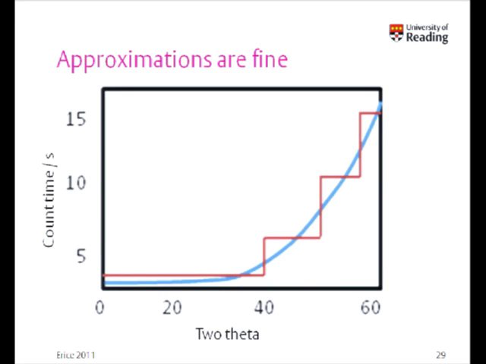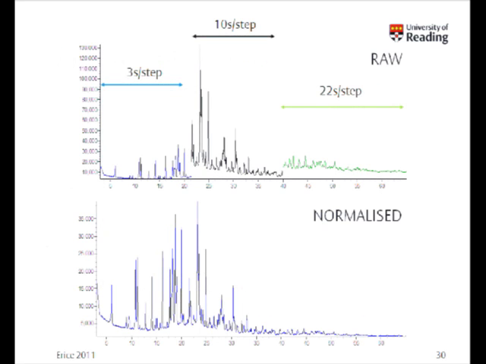That gives you a continuous distribution shown in blue here, but it's actually much easier just to say, well, we'll do a block approximation to that. We'll count over this region for this time, this region for this time, and so on. And the resultant benefits of that are really pretty substantial. So here's a lab data set collected for 3 seconds a step for about the first 15 degrees, 10 seconds for the next 10, 20, 35 degrees, and then 22 seconds a step for the high resolution stuff, where we expect it a priori to be weak.